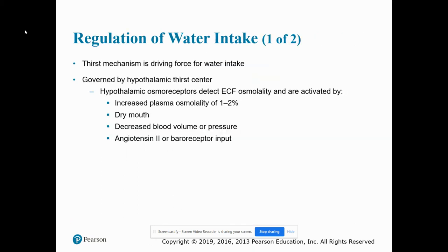Thirst mechanism is a driving force for water intake, and this is going to be governed by what's called the hypothalamic thirst center. And hypothalamic osmoreceptors detect extracellular fluid osmolality, and they're going to be increased if plasma osmolality increases 1 to 2%, dry mouth, a decrease in blood volume or pressure, and then angiotensin II or baroreceptor input.